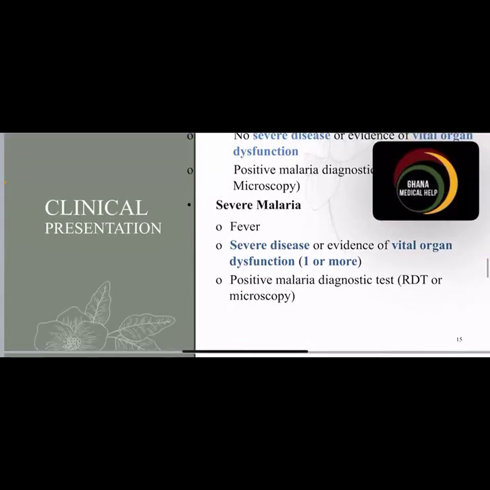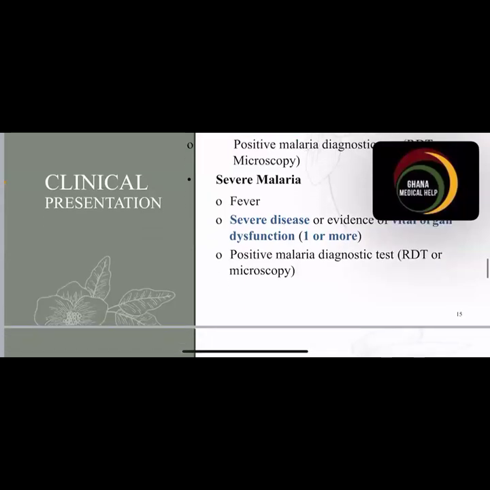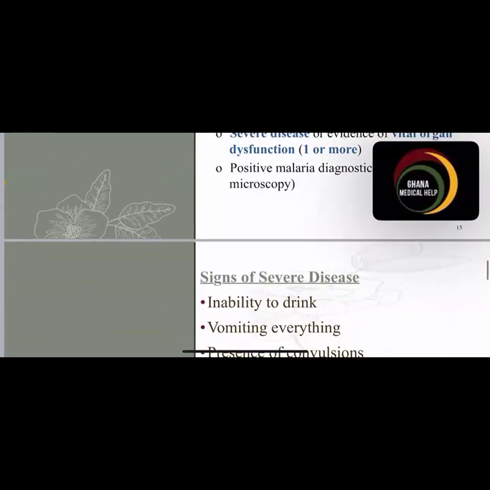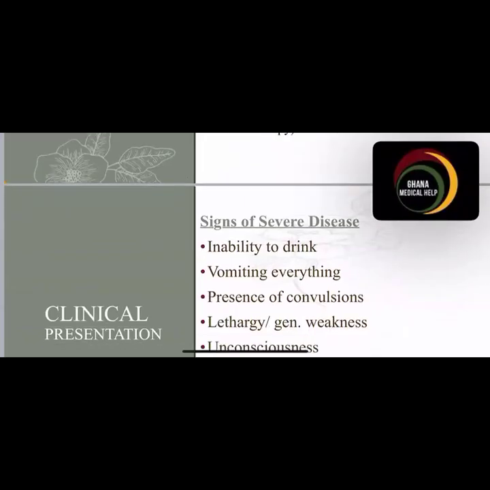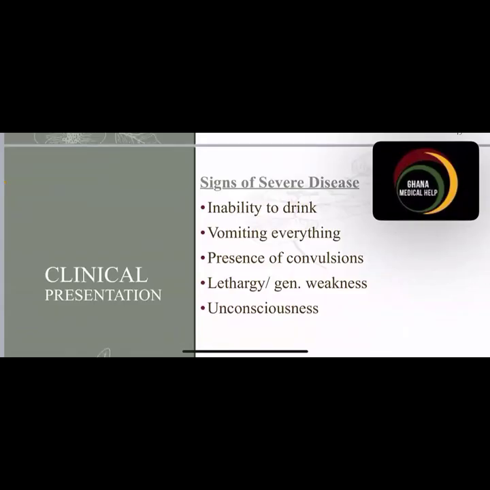Then the severe malaria is the opposite of the first one. You have the fever, signs of severe disease, and signs of vital organ damage, with the test, RDT or microscopy. They are acceptable. Microscopy is the gold standard, but if you don't have it and you have your RDT, you can actually use that. So these are the signs of severe disease. The person is unable to drink and vomits every single time. Even when water enters the mouth, they vomit. Such a patient cannot tolerate oral intake, so it's a severe form of the disease. Presence of convulsions, lethargy, general weakness, unconsciousness. These are some of the signs of severe disease.